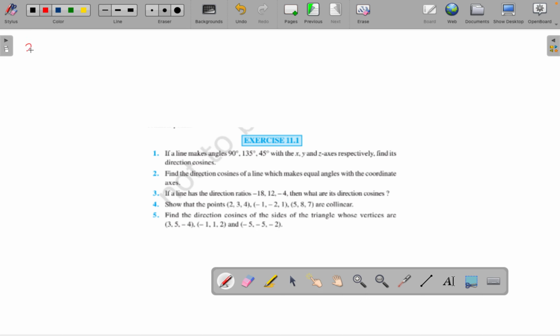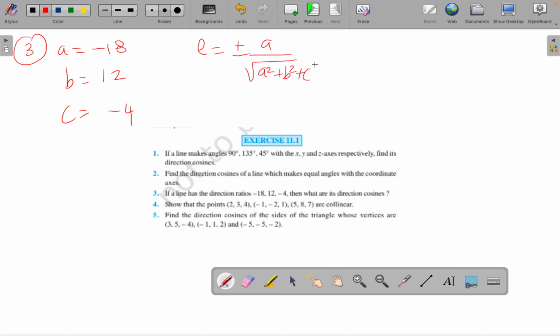Let's move on to question number 3. Direction ratios, that means the values of A, B, C are given: minus 18, 12 and minus 4. You have to find direction cosines, children. Again, direct formula: L is plus minus A upon under root of A square plus B square plus C square. So in this, a negative is already given, so we will not consider both the signs, right children?